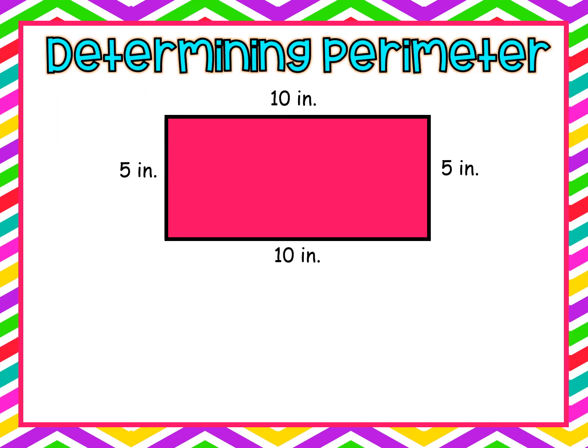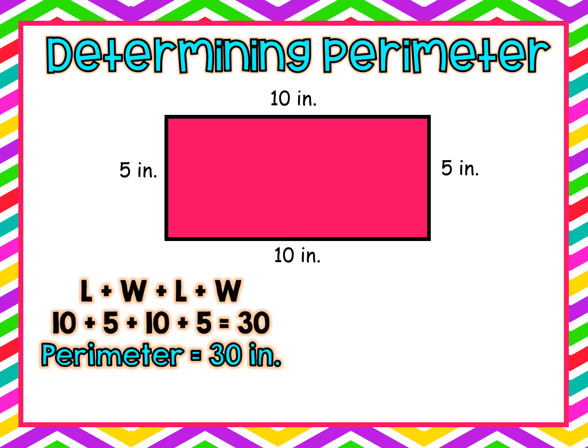I am going to determine the perimeter of this rectangle. I can determine the perimeter of this rectangle by using the formula length plus width plus length plus width. 10 plus 5 plus 10 plus 5 equals 30. The perimeter of this rectangle is 30 inches.